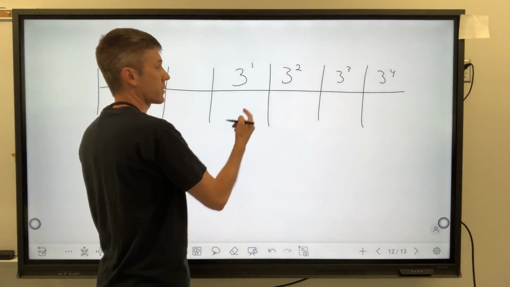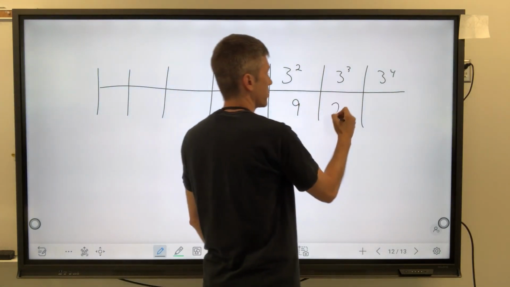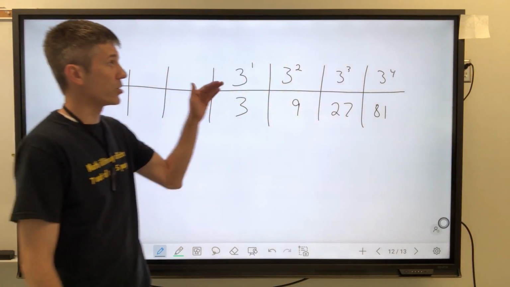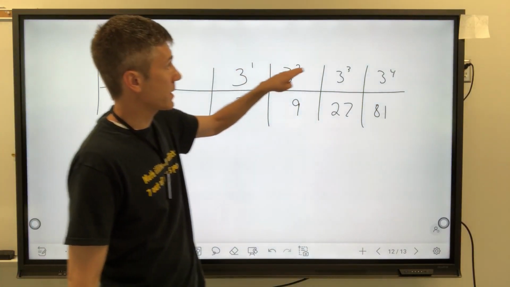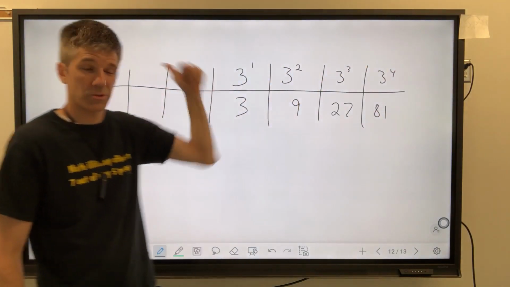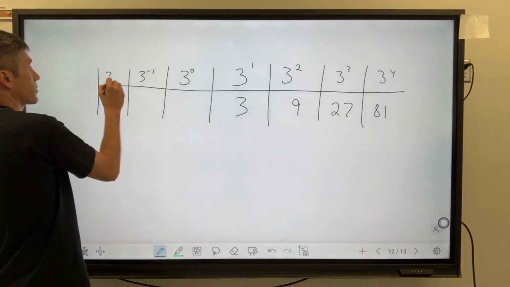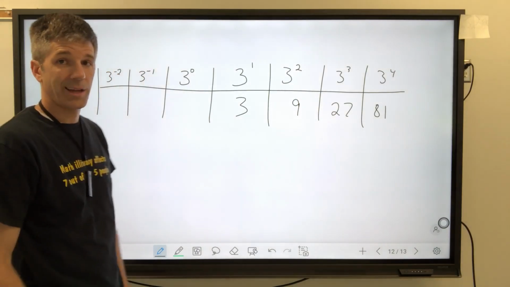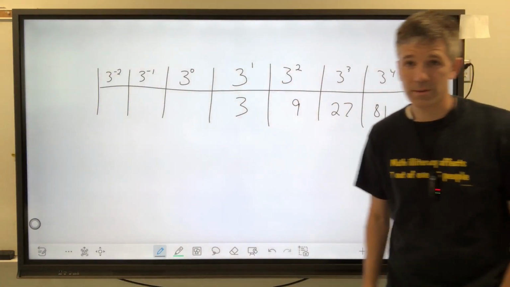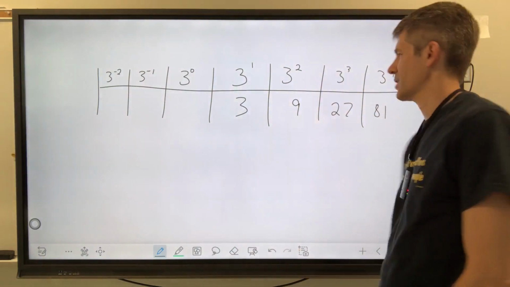So 3 to the 1 is 3, right? This is 9, this is 27, and this is 81, and no one is surprised. So let's look at the pattern in the numerator. In the numerator, we're basically adding 1 to the exponent as we go. So if we add 1 to the exponent this direction, let's subtract this direction. So this is 3 to the 0. That'd be 3 to the negative 1, and that would be 3 to the negative 2. Okay? This is going to answer some questions about exponents of 0 and negative exponents. It may not be a proof necessarily, but it does show the pattern that leads you to some understanding.